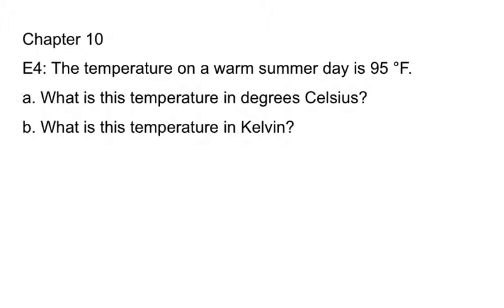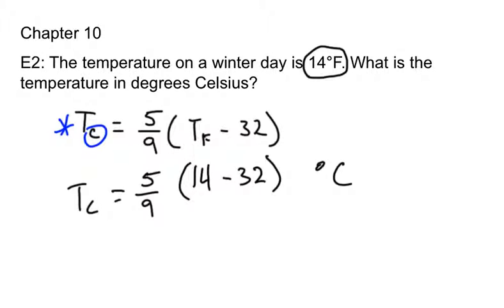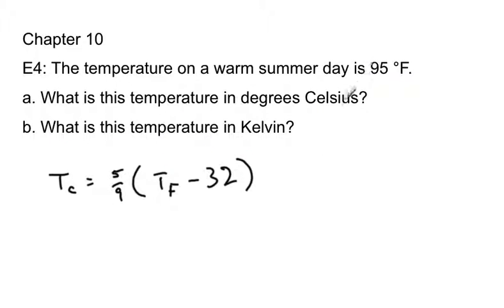So which one are we going to need? What is the temperature in degrees Celsius? So we want this one again. I'll make sure I get this right. Okay, 5/9, and then our temperature in degrees Fahrenheit minus 32. Let me double check that. I think we're good. We're going to use that one. So let's just plug in 95, subtract 32, and then multiply by 5/9.